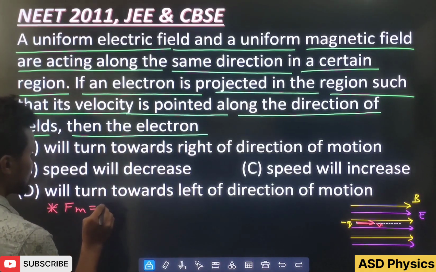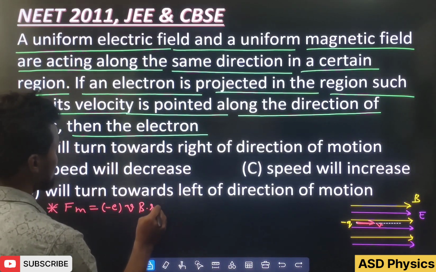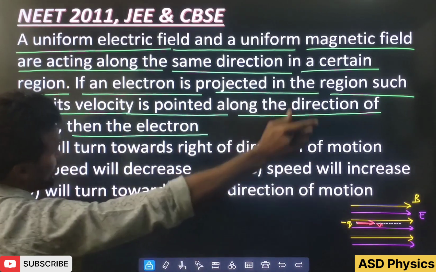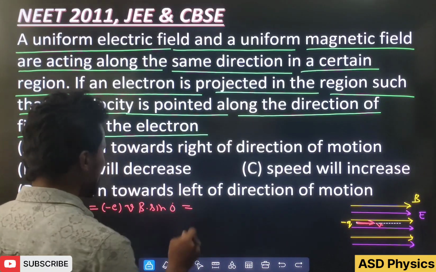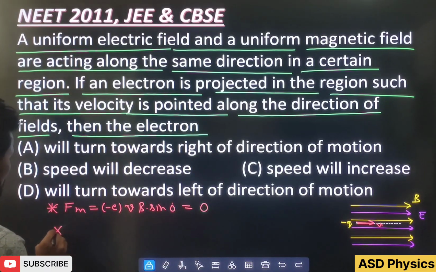So what will become of that here? See, for the electron the magnetic force is qvB sin theta. Now, qvB sin theta: velocity is in which direction? Along the direction of the magnetic field. Is it? So how much magnetic force is there? 0. Okay. If I talk about the electric field, the electrostatic force.